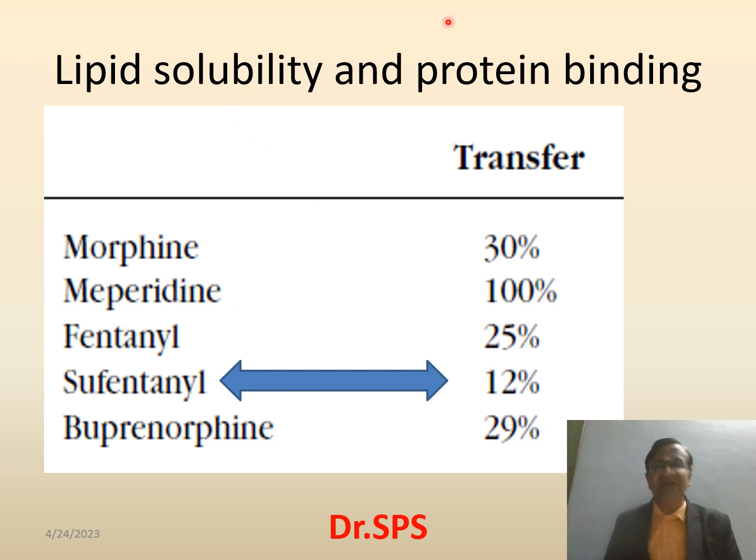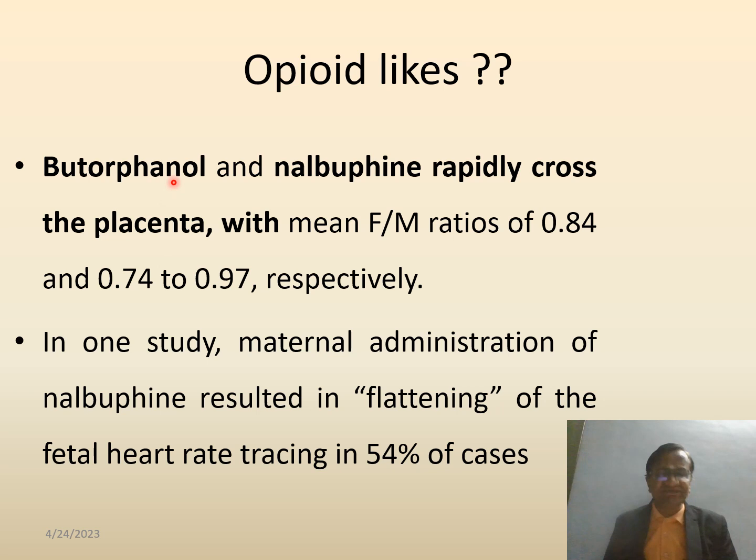Lipid solubility and protein binding. Again, the same thing comes. Butorphanol and nalbuphine rapidly cross the placenta. See, the F by M ratio is 0.84. Fetal by maternal. That is, maternal 1 milligram: if it is going to be there, 0.84 milligram is going to be there in the fetus. But dexmed 1 milligram is there, only 0.2 milligram is there in the fetus. That is what is called the F by M ratio.